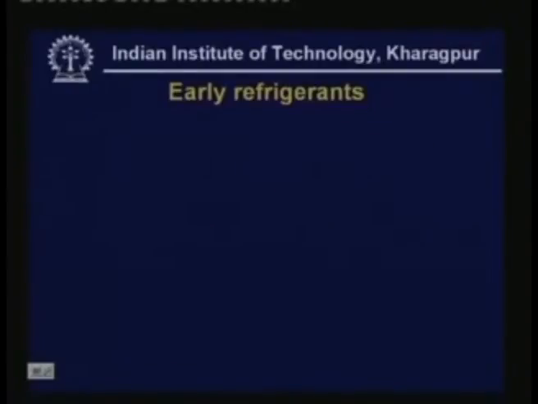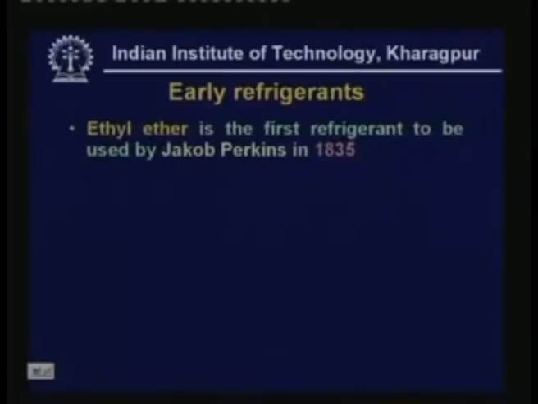Let us look at early refrigerants. As I mentioned in the last class, ethyl ether is the first refrigerant to be used by Jacob Perkins and others in their early refrigeration machines. Ethyl ether was used not because it is an ideal refrigerant, but because it exists as a liquid at ambient conditions. So it is easier to handle. That is the reason why it was used as a refrigerant.